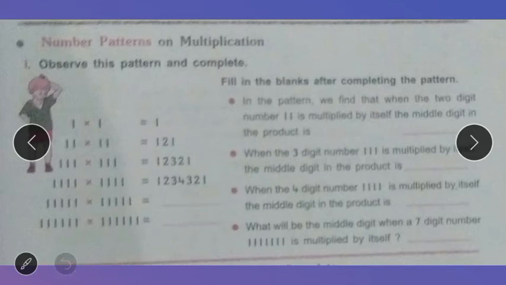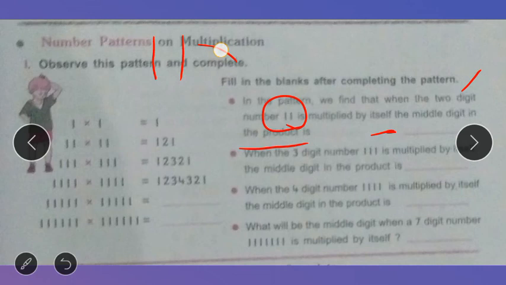See children, first one. In the pattern we find that when the two-digit number 11 is multiplied by itself, the middle digit in the product is blank. Read the question carefully. If 11 is multiplied by itself, itself means that number itself, so that is 11 multiply 11. Now it is asked, what will be the middle digit in the product?